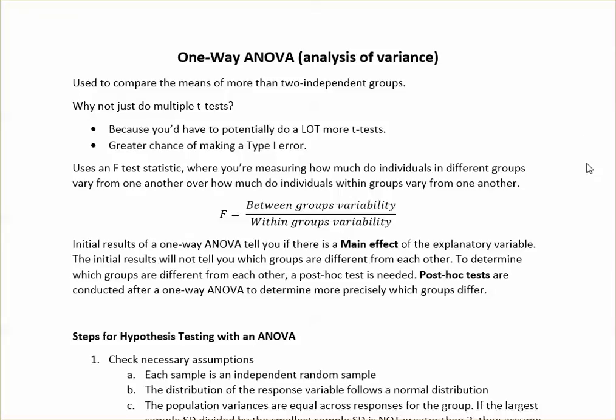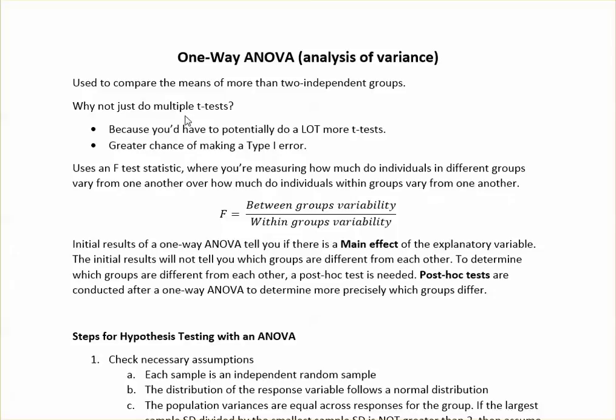Hi everyone, this is Kona, and I'm going to talk about one-way ANOVAs, or one-way analysis of variance. Analysis of variance is what ANOVA stands for. It's used to compare the means of more than two independent groups. The independent groups are normally things that you could have done a two-sample t-test on, but in this case we're doing it all at once.